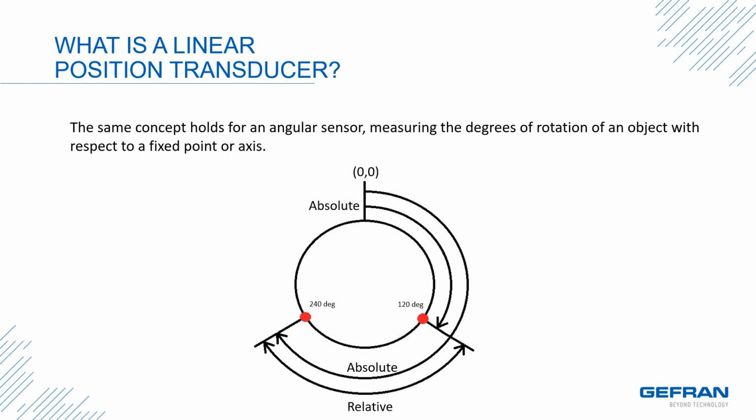The same concept holds for an angular sensor, measuring the degrees of rotation of an object with respect to a fixed point or axis. In this diagram, you will see that absolute zero is defined as true north. The red dot on the right has an absolute measurement of 120 degrees. The red dot on the left has an absolute measurement of 240 degrees. The relative measurement between them is 120 degrees.